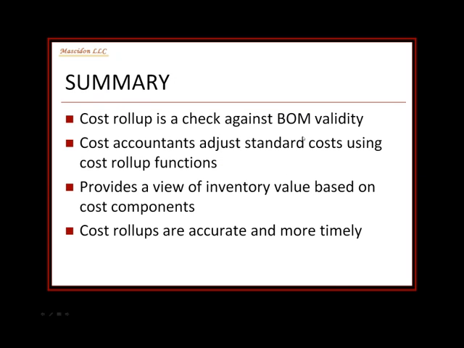In summary, we can see that the cost roll-up is a good check against bill of materials validity, because we can roll up the costs and quickly determine whether the number is reasonable. Cost accountants can use the rolled up cost to adjust standard costs, as you saw, very quickly. Inventory is also a valuation that can be provided that can show each one of the costs, the on hand, and we can value the labor, the material, all of those components separately, as opposed to having one lump sum number. And we can see that the cost roll-ups are very accurate and much more timely to produce.